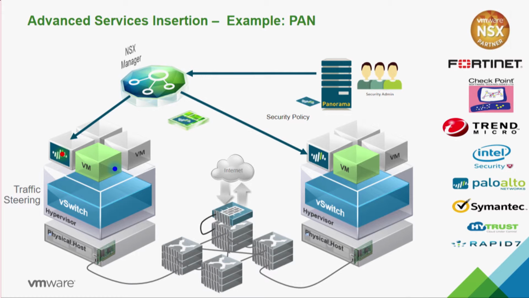And we see a number of them to the right in the picture: Fortinet, Checkpoint, Trend Micro, Intel, Palo Alto, Symantec, HyTrust, Rapid7, and possibly in the future even more vendors. This means that they can squeeze their firewall into what is referred to as the service chain. The service chain means that the VM is talking down to the vSwitch, but instead of talking right away down to the vSwitch, the VM talks through, in this example, a Palo Alto firewall.